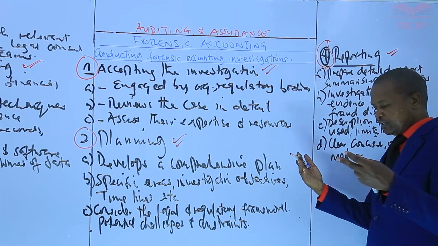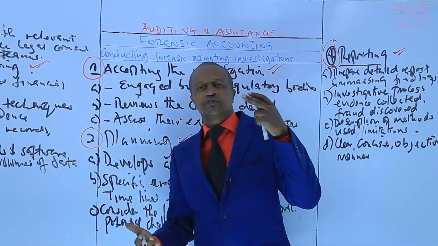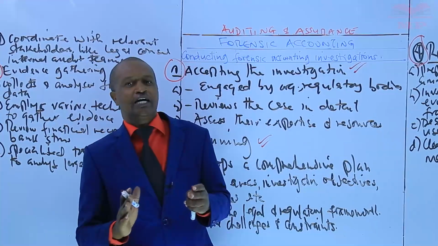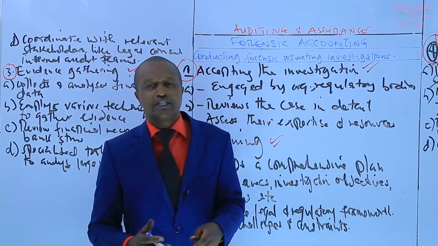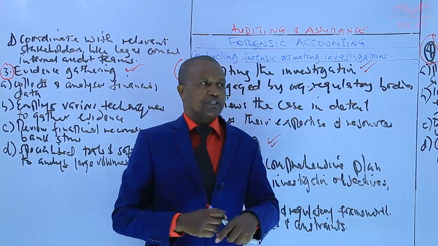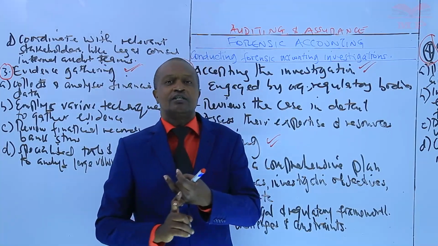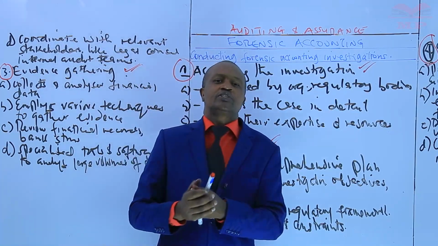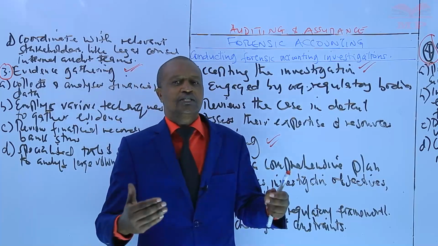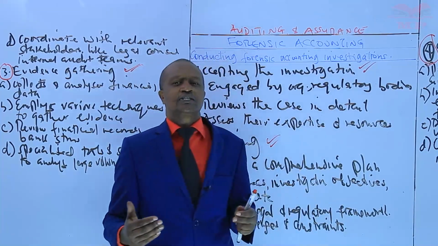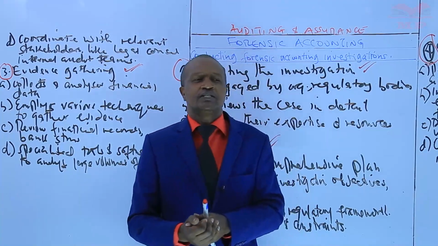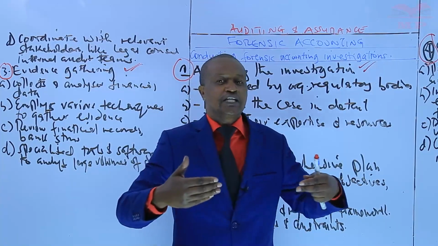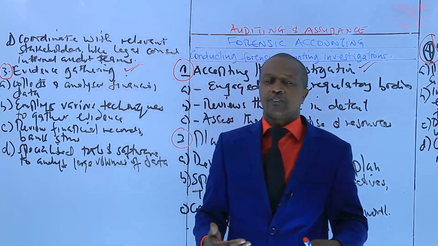And in closing, I need to say that forensic accounting investigations require expertise in accounting principles, auditing, financial analysis, and may also require knowledge of legal and regulatory frameworks. So the forensic accountant must adhere to professional standards, maintain objectivity and independence, and also ensure the confidentiality and integrity of the investigation process and findings.